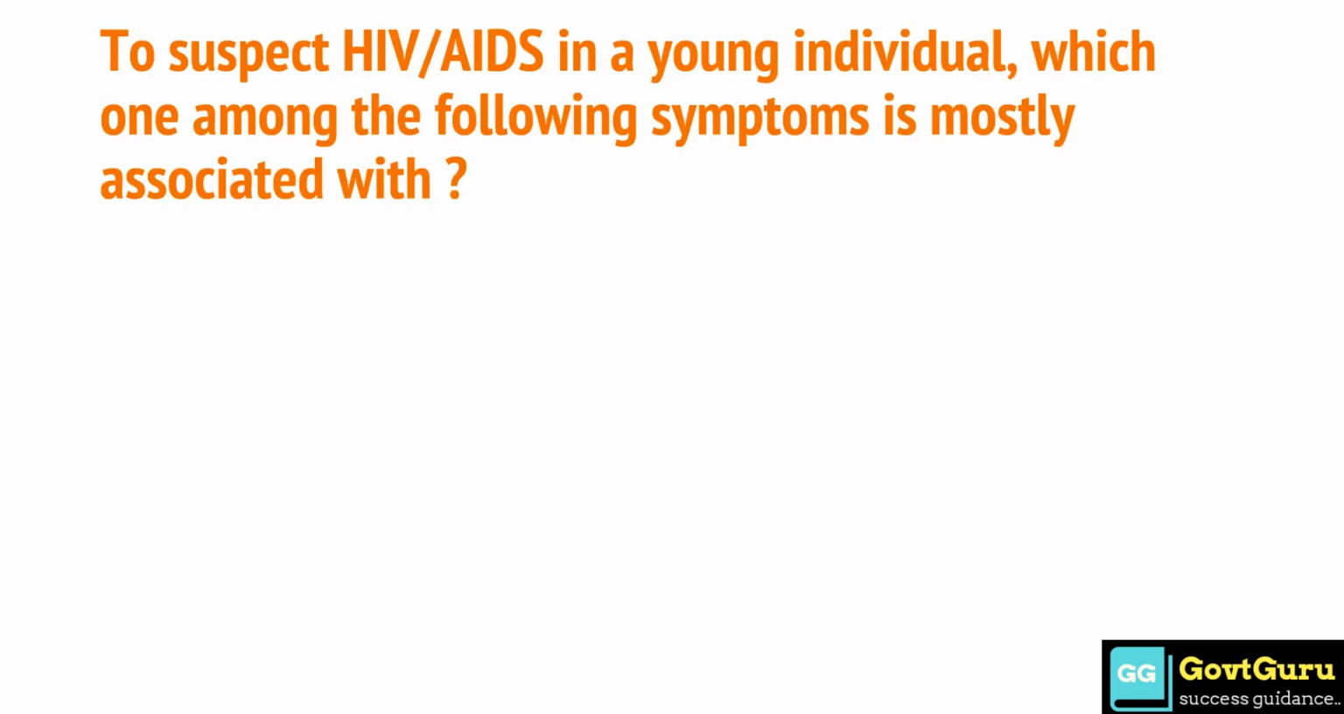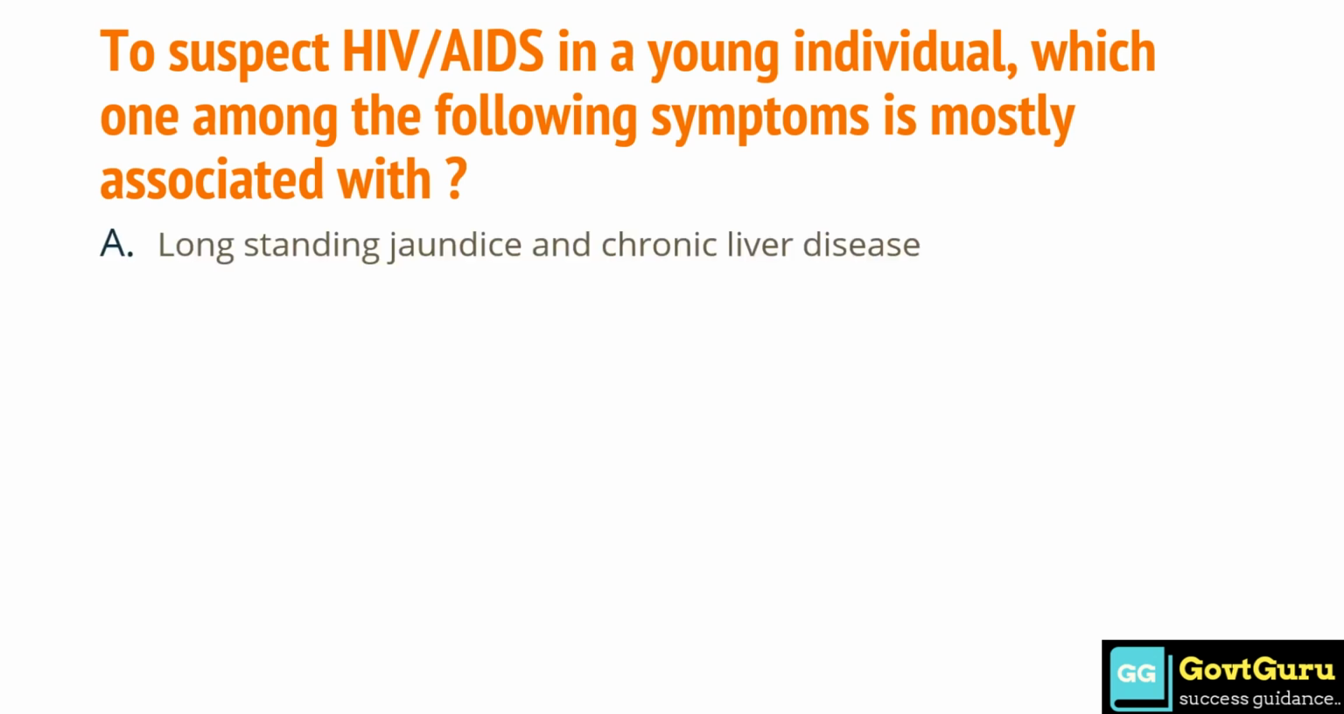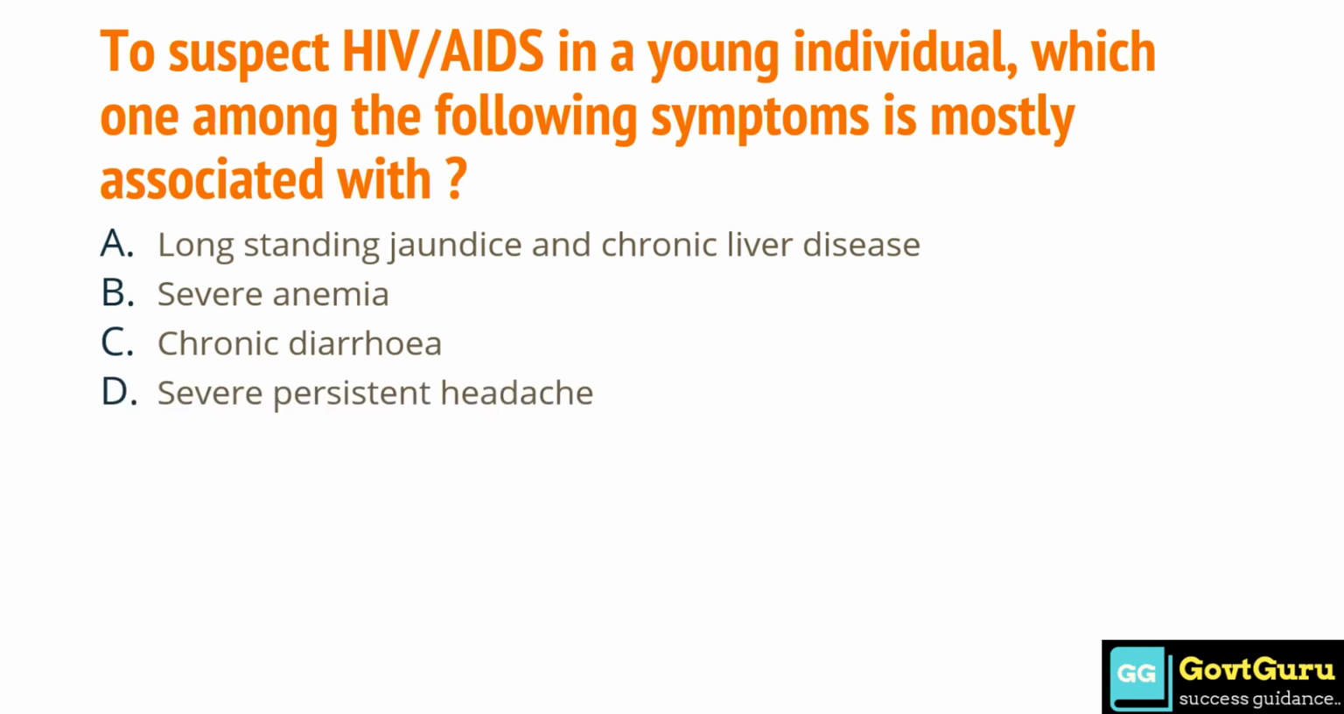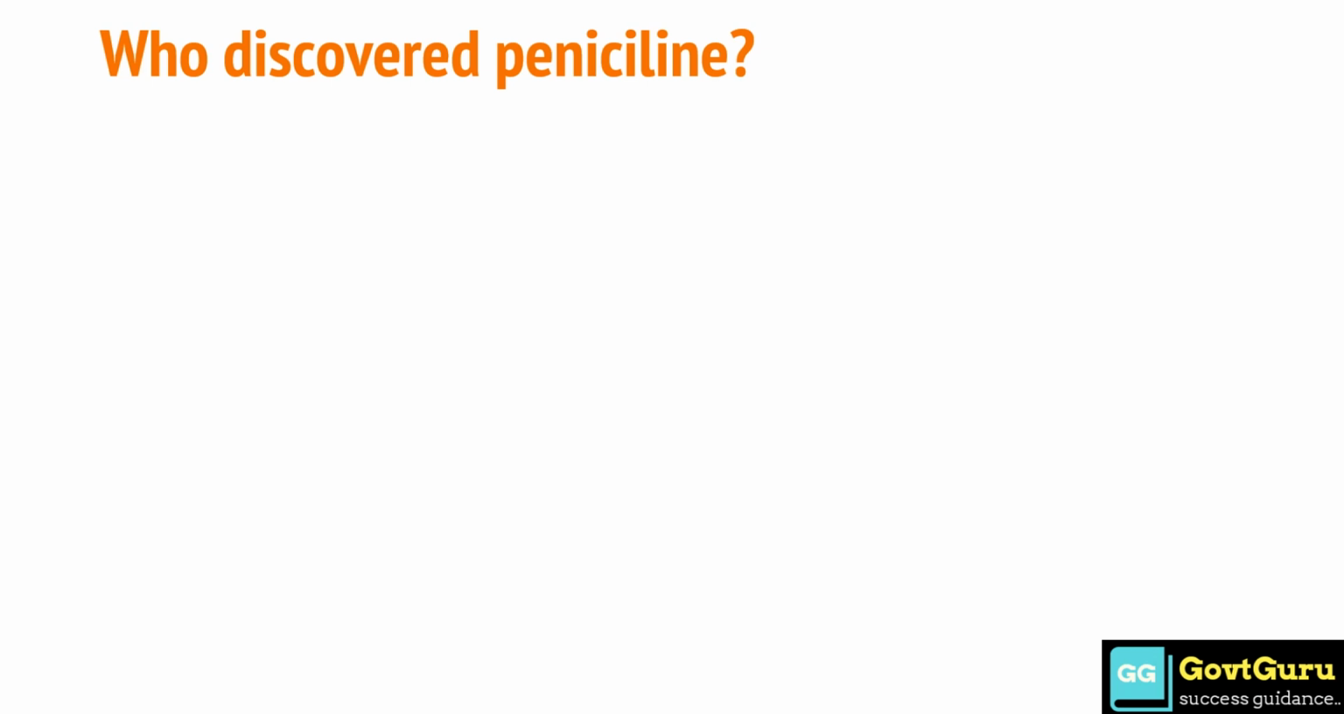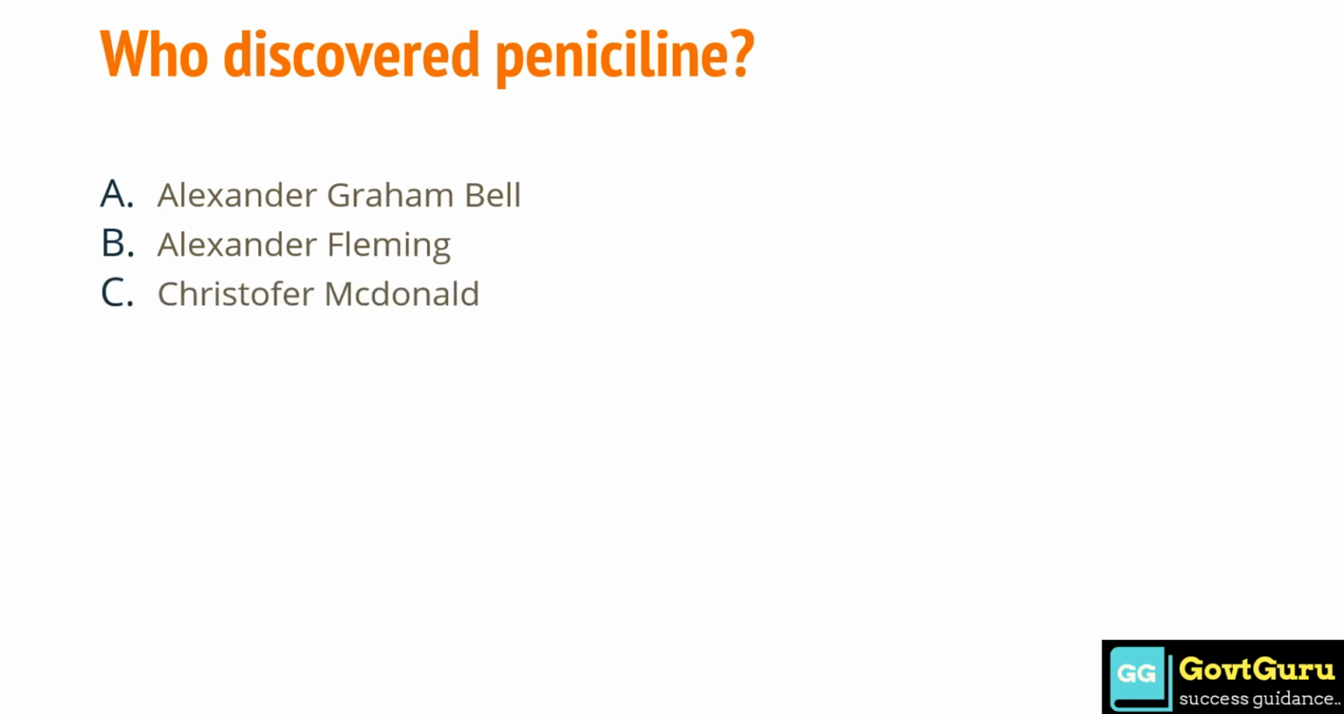To suspect HIV/AIDS in a young individual, which one among the following symptoms is mostly associated with? Option A, long-standing jaundice and chronic liver disease. Option B, severe anemia. Option C, chronic diarrhea. Option D, severe persistent headache. So the answer is option D, severe persistent headache. Who discovered penicillin? Option A, Alexander Graham Bell. Option B, Alexander Fleming. Option C, Christopher MacDonald. Option D, Albert Einstein. So the correct answer is option B, Alexander Fleming.